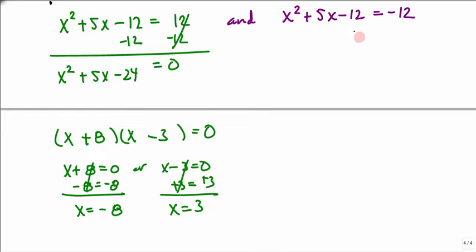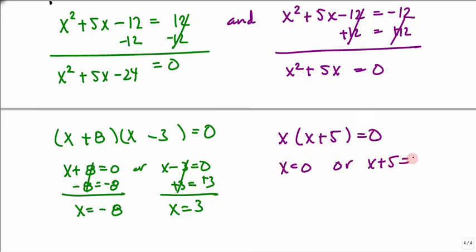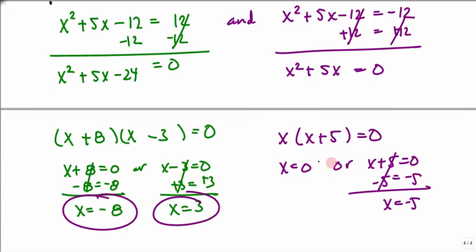Now over here on the right-hand case, I'll add 12 across, plus 12 plus 12. So I get x squared plus 5x. These cancel over here, equals 0. Now I can just go ahead and factor out an x, use the greatest common factor, and I get x equals 0, or x plus 5 equals 0. Here we'll have to subtract 5 from both sides, and I get x equals negative 5. So my four solutions: negative 8, 3, 0, and negative 5.